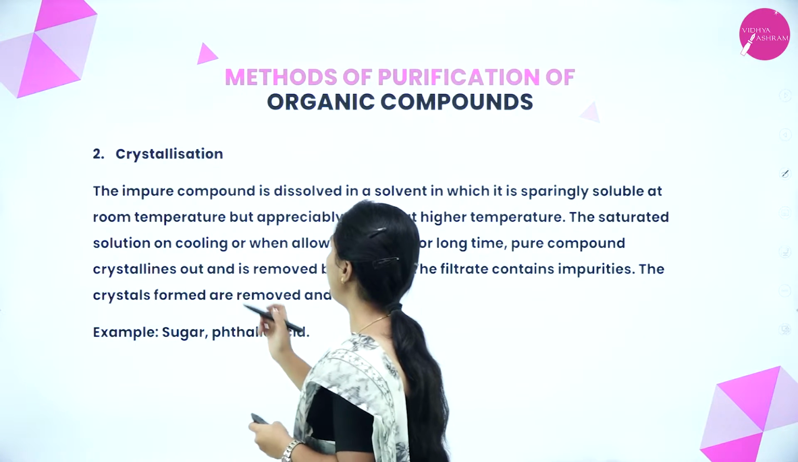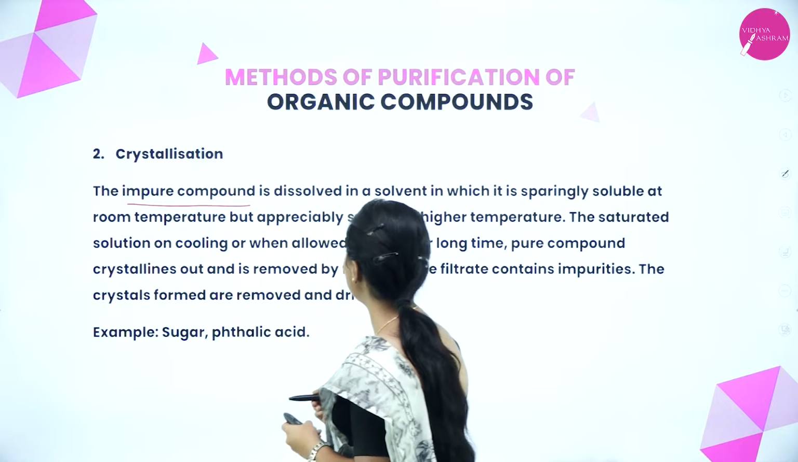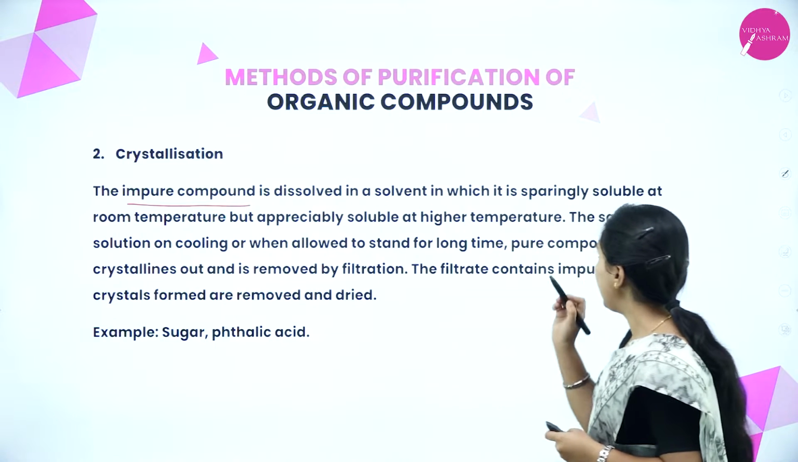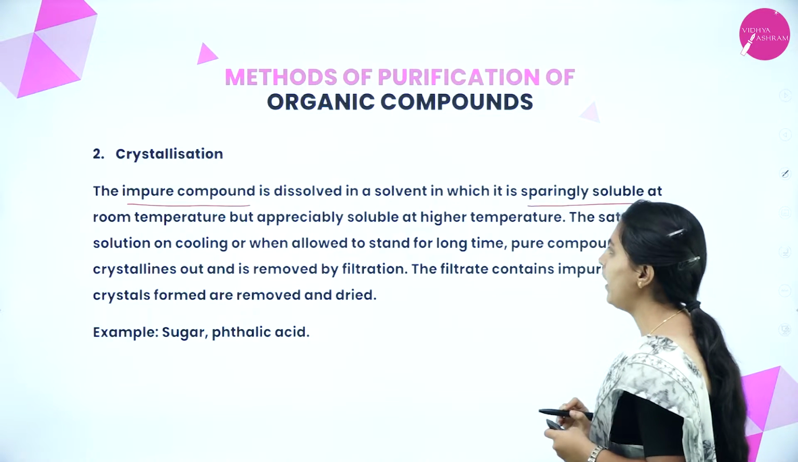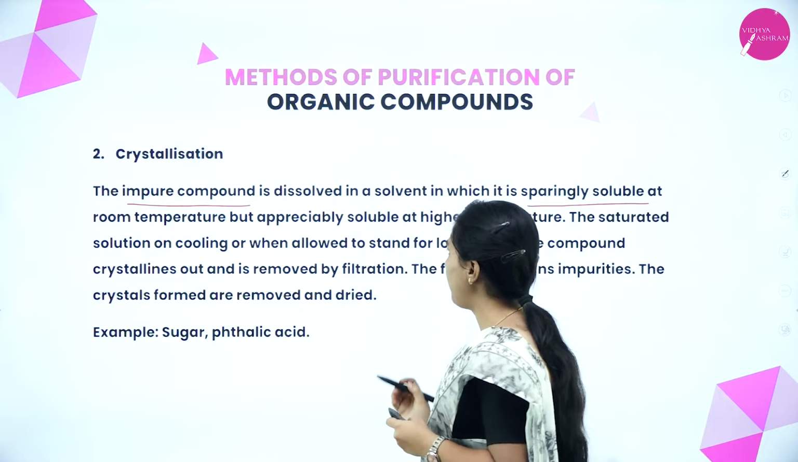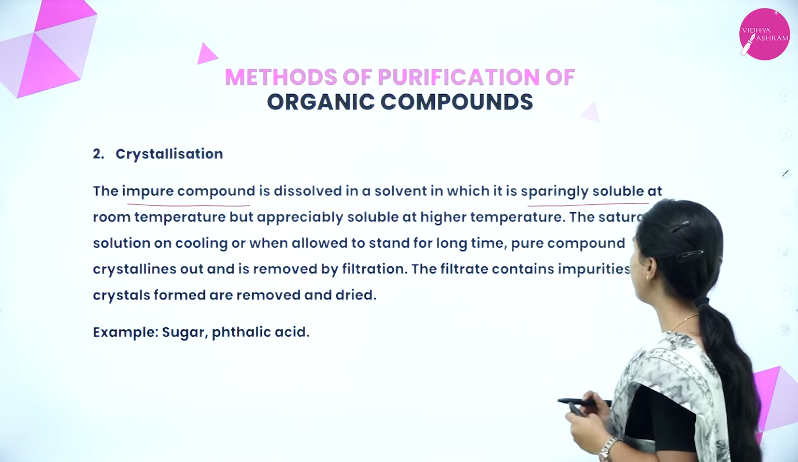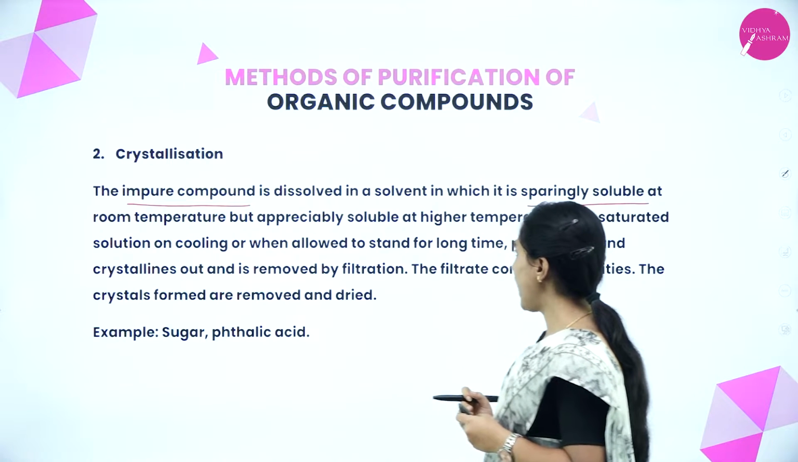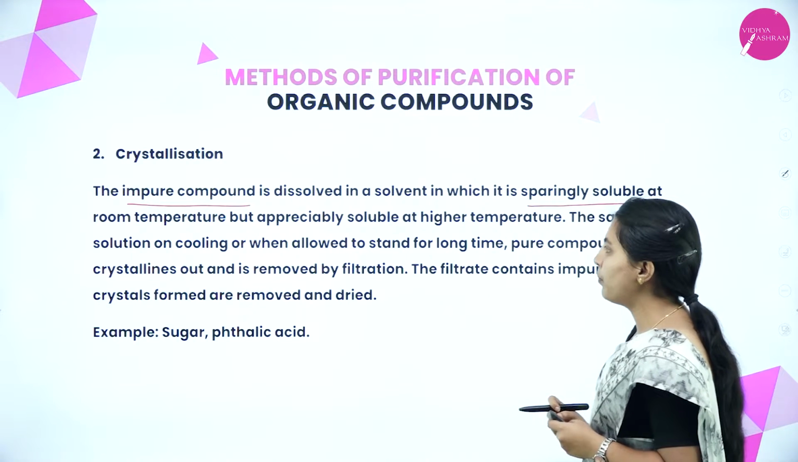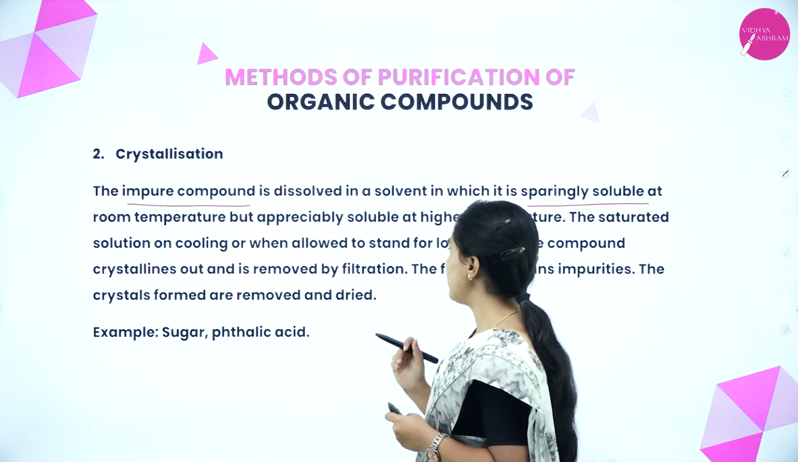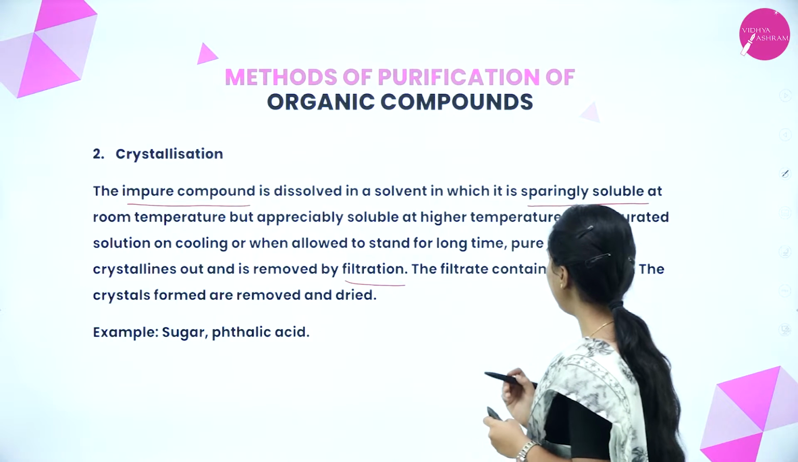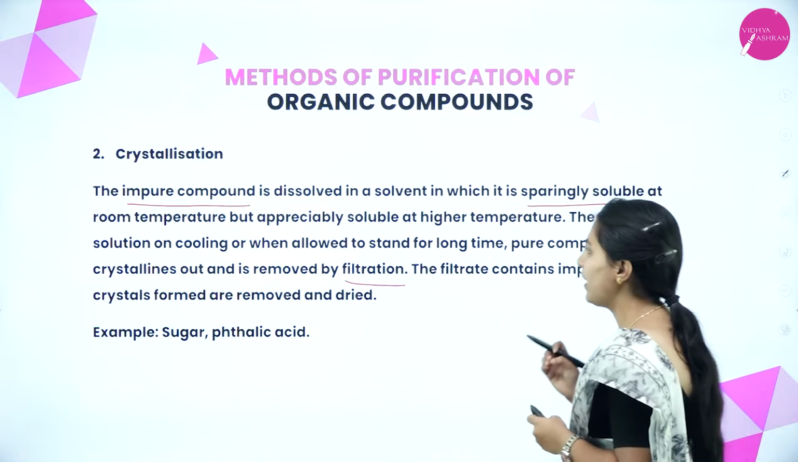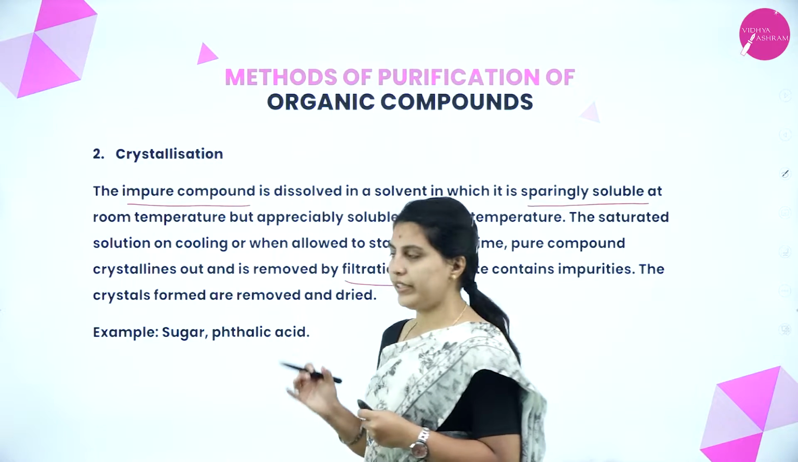The impure compound is dissolved in a solvent in which it is sparingly soluble at room temperature but appreciably soluble at higher temperature. The saturated solution, on cooling or when allowed to stand for a long time, lets the pure compound crystallize out, and it is removed by filtration. The filtrate contains impurities, and the crystals formed are removed and dried.